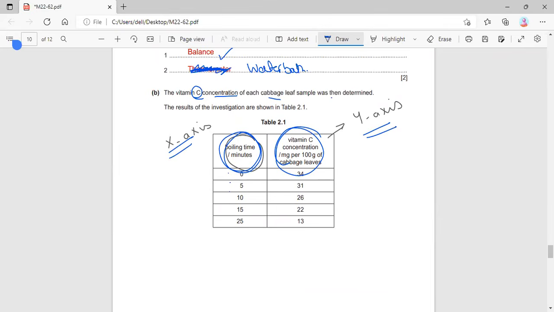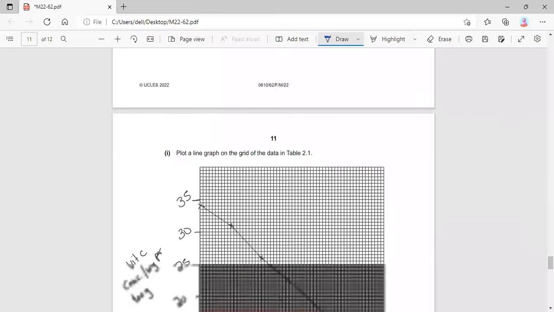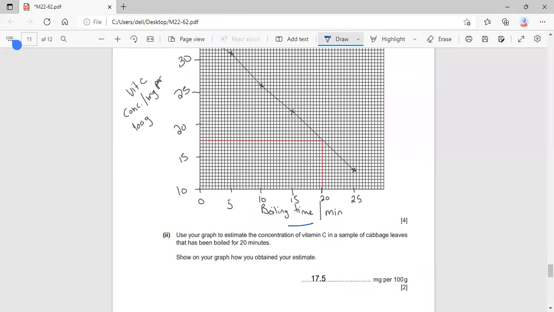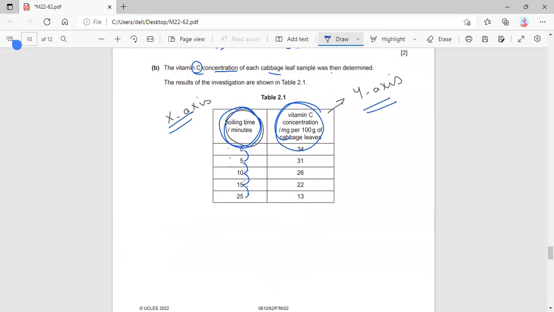Boiling time / minutes, and here is the vitamin C concentration / milligram per 100 gram, with all the units. Number 2, put the scale: 0, 5, 10, 15, 25. Do I put the numbers like they are? No. Why? Because here I have a difference of 5, 5, 5, then 10. So I can't just put the numbers like this. I have to have equal difference. How did I put it? 0, 5, 10, 15, 20, 25.